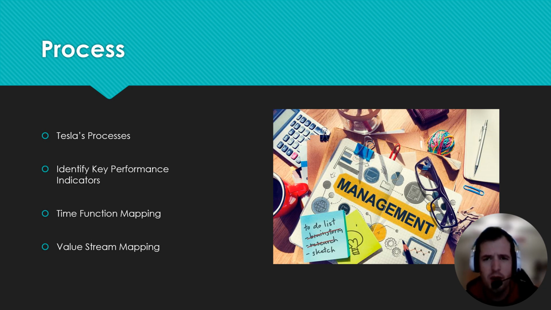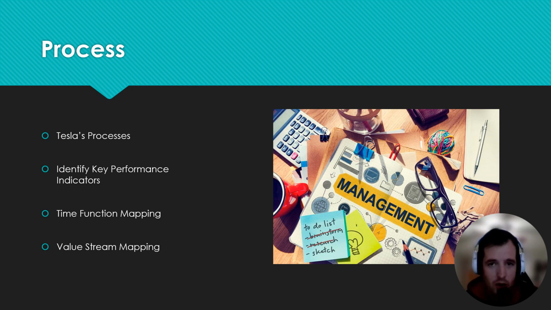The goal would be to systematically examine each stage of production, identify inefficiencies, measure performance, and assess alignment with Tesla's strategic goals. This means that Tesla should have identified key performance indicators for things that are critical to its operations. For example, Tesla should track the exact number of cars or batteries that it's producing within a given time and understand whether that number is acceptable.